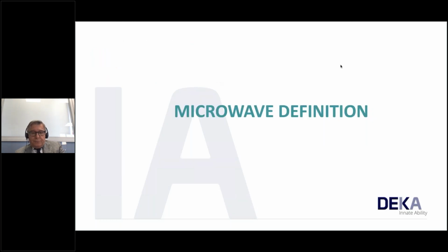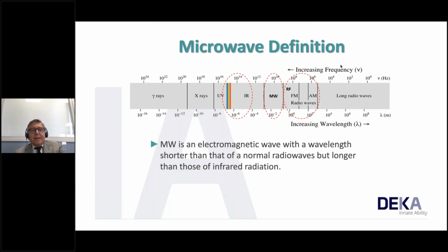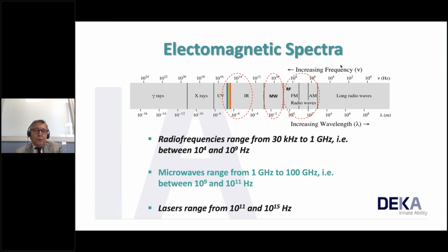Definition. You see that the microwave is an electromagnetic wave with a wavelength shorter than that of normal radio waves, but longer than those of infrared radiation, where we can find even laser. In particular, in the far infrared, we can find CO2 laser. The range in terms of frequency is from 1 gigahertz to 100 gigahertz. This is very important and crucial to understand the mechanism of action.